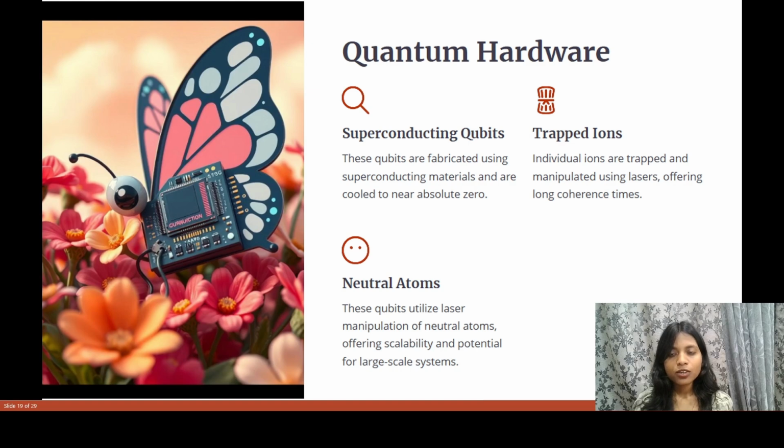Now we will discuss the topic quantum hardware. How do we build a quantum computer? Superconducting qubits are made from superconducting materials and kept at near absolute zero temperature. These qubits process information at high speeds but are sensitive to noise. Trapped ions. Atoms are held in place with lasers, offering high accuracy but operating slower than superconducting qubits. Neutral atoms. These use laser beams to arrange atoms, showing promise for scalability and stability in large scale quantum computing.